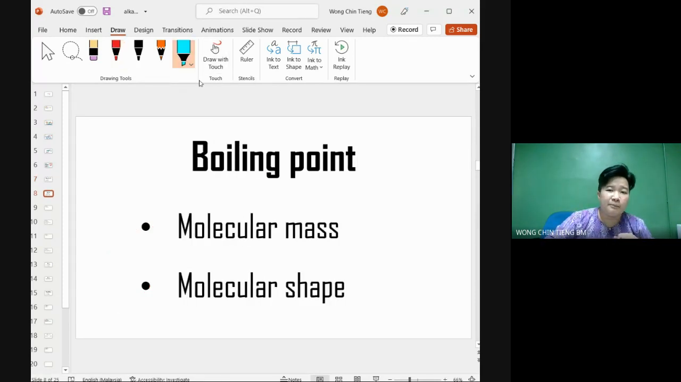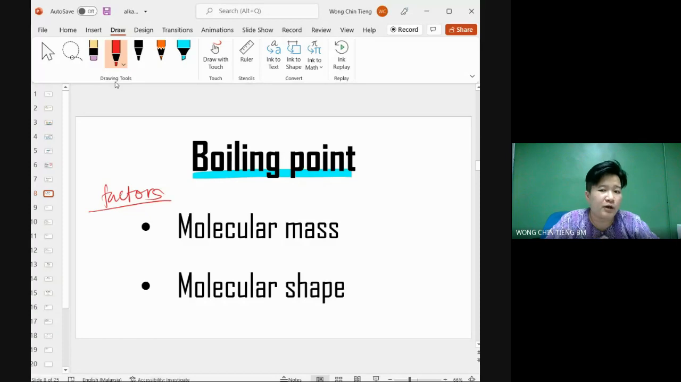So, when we talk about boiling point, the first thing will be, how do I know that the boiling point is higher or how do I know that the boiling point is lower? Dia mesti kena ada factor affecting your boiling point. So the factor that affecting your boiling point ada dua, molecular mass and molecular shape. And over here, I'm giving you number.